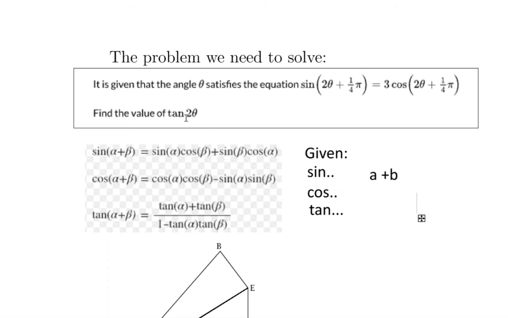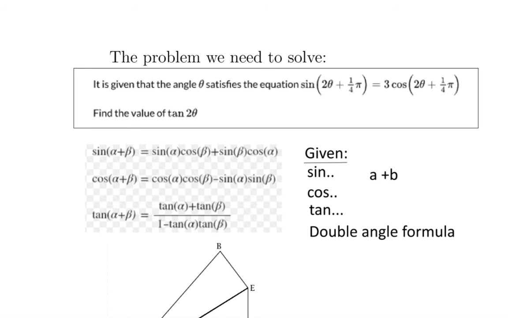Also, we're looking at 2 theta, so that's called a double angle. So we probably should take a look at the double angle formula going forward. Those are the clues that we've been given to solve this problem. And so that's what we've been given.